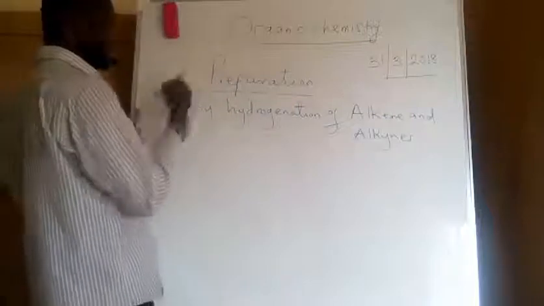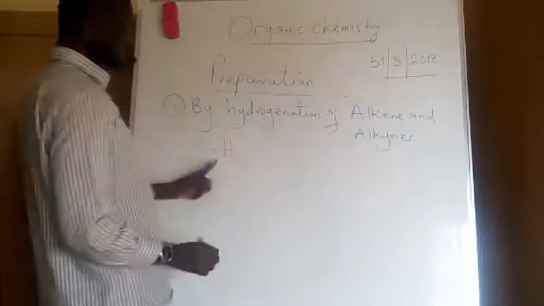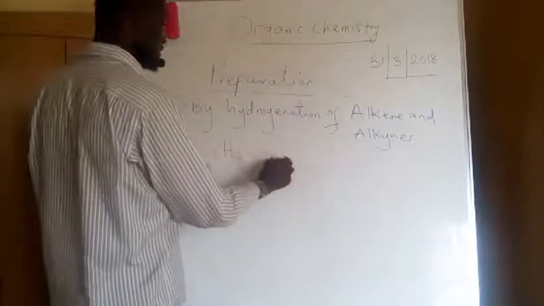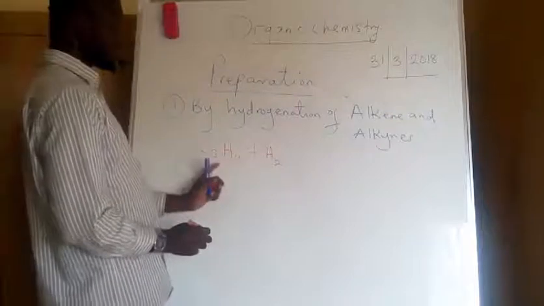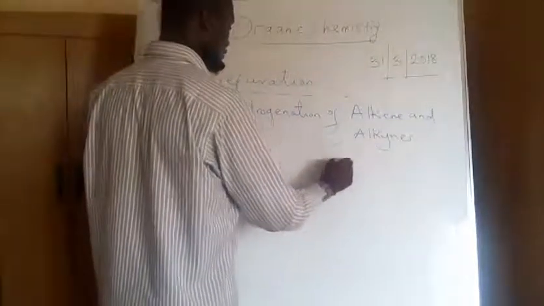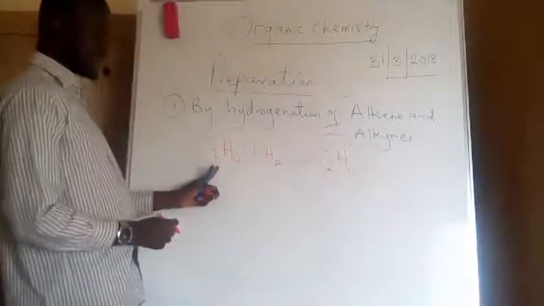For instance, if I have C2H4, this is an alkene. Then I add 2 hydrogen to it. This addition of hydrogen to this compound is what is called hydrogenation. So this will give me C2H6. Now you see I produce an alkane from alkene.